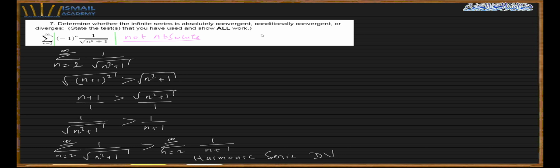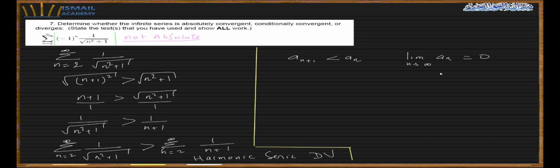So now let me check if it's conditionally convergent. I need to see if it satisfies the alternating series test, and I need to check two things: that the general terms decrease, and that the limit of the general terms when n goes to infinity is 0. Here the general term is 1 over the square root of n squared plus 1, and when n goes to infinity, it's going to be 1 over infinity, which is 0, so that means it's satisfied. That means I have the limit going to 0.